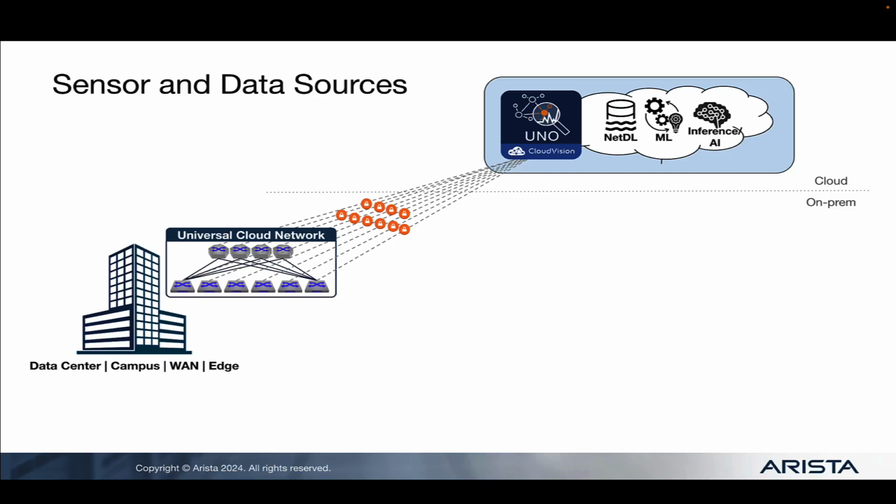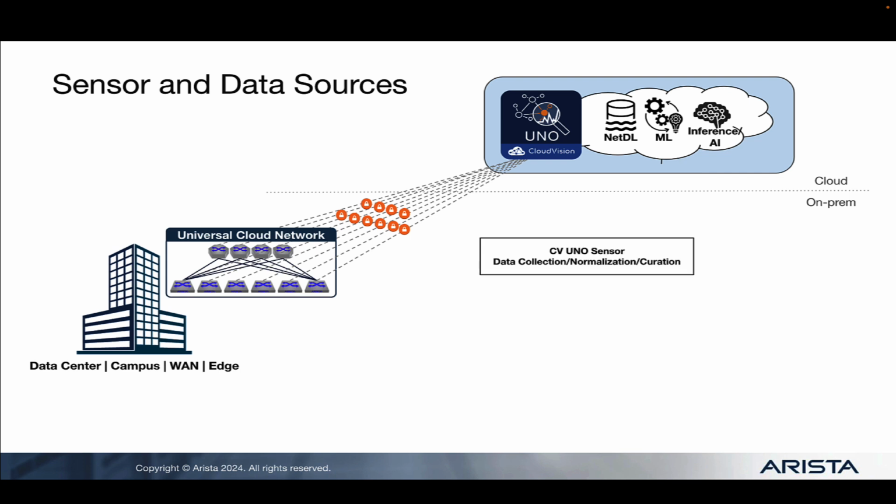Arista EOS devices stream telemetry data to Arista's Network Data Lake, or NetDL, which CVAS leverages to gain visibility into the network. Now, CV-UNO provides visibility into application infrastructure to get deeper insights and end-to-end visibility for the applications.